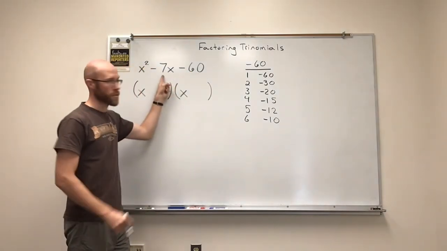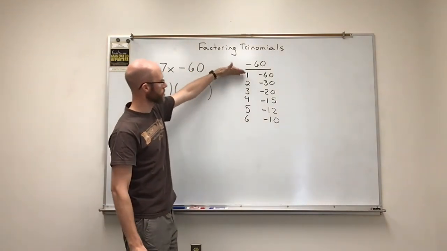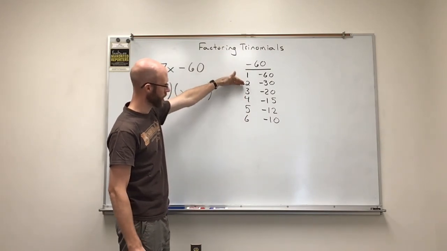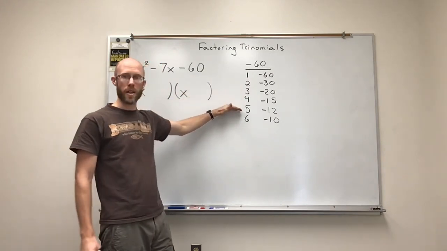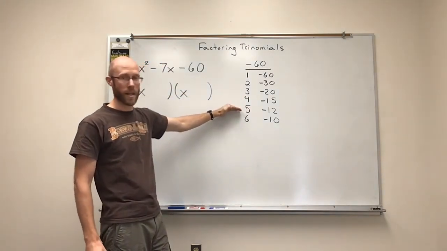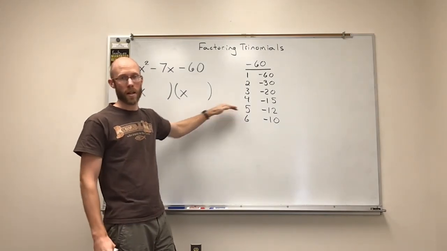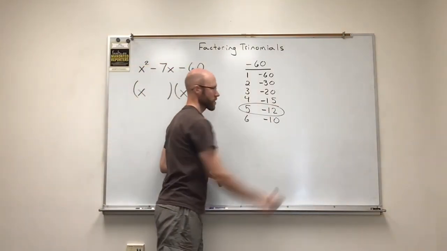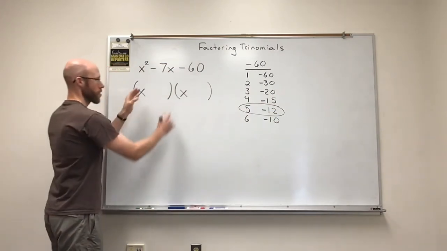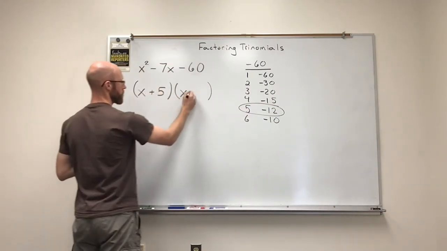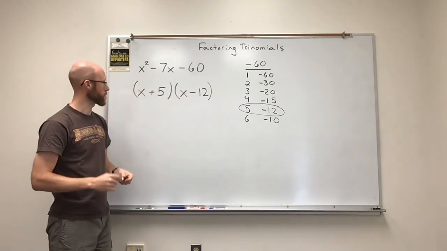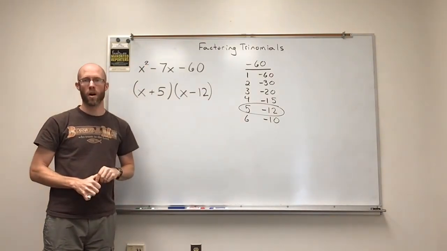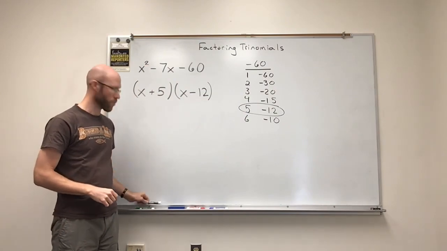So which combination then gives me negative 7? Well, as I look down the list, that gives me negative 59, negative 28, negative 17, negative 11. This one right here, 5 and negative 12, will add up to negative 7. That's the combination I need to use. So I put those in the parentheses, plus 5, minus 12. So x plus 5 and x minus 12 will be the correct factored form.